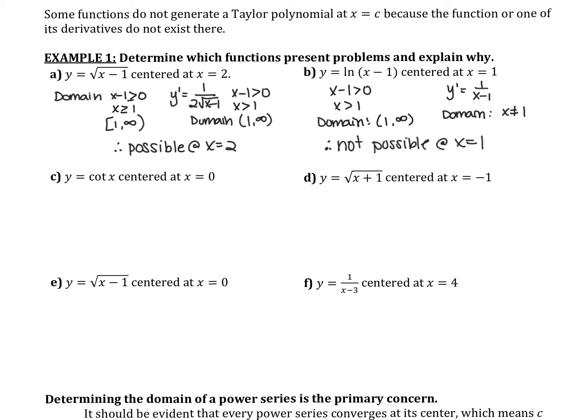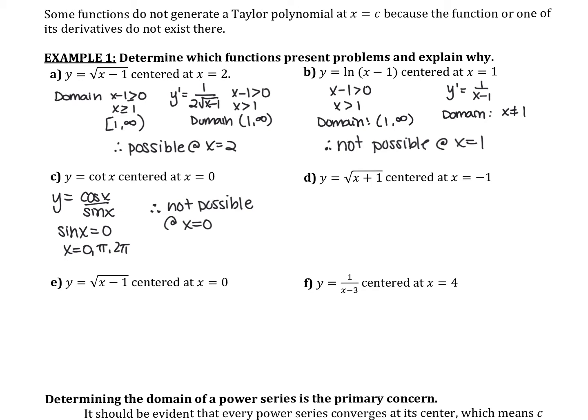Because if I look at my domain of this function, y equals the cotangent of x, I'm just going to rewrite it as the cosine of x over sine of x. Why would I do that? Because if I look at my domain here, I know I have an issue where sine of x equals 0. Sine of x equals 0 at 0, at 180 if we're doing degrees. We typically do radians in calculus, so it would be 0, pi, 2 pi. The problem is it's centered at 0, and so therefore this one is not possible. It is not possible at x equals 0 because it's a domain issue.